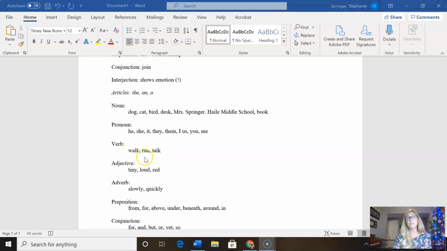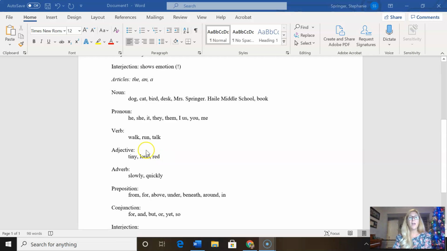All right, so verb, these are all action verbs. We'll talk about linking and to be verbs later, but this is walk, run, and talk.